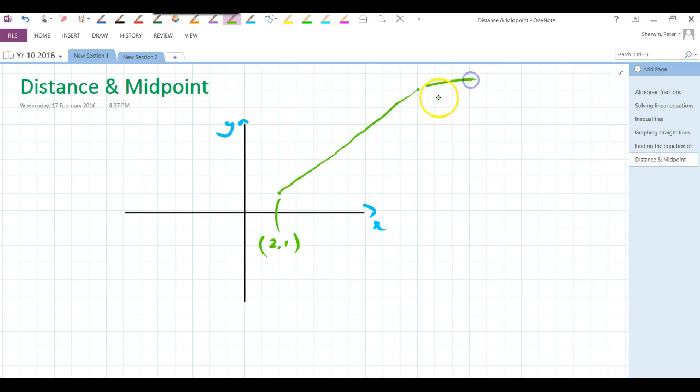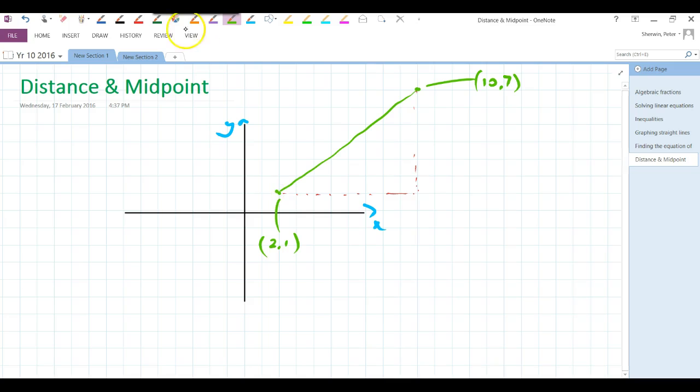And this point here is the point, if we've gone along 6 and up 8. Is that what we did? 1, 2, 3, 4, 5, 6, 7, 8. No, we went along 8, so we're now at x equals 10. And we went up 6, so we're at the point 10, 7. So there are our 2 points.